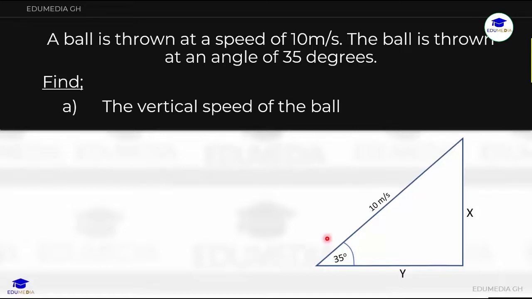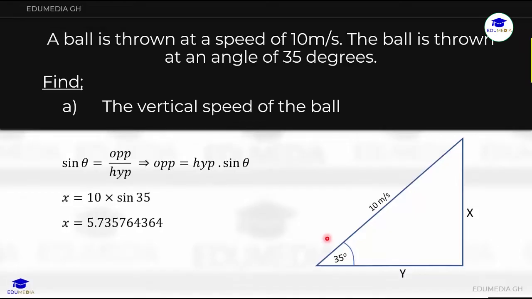We use the sine theta formula. So sine theta equals opposite divided by hypotenuse. You can go ahead and simplify this formula again by having opposite, since that's what we are looking for, that's x. Opposite equals hypotenuse times sine theta.